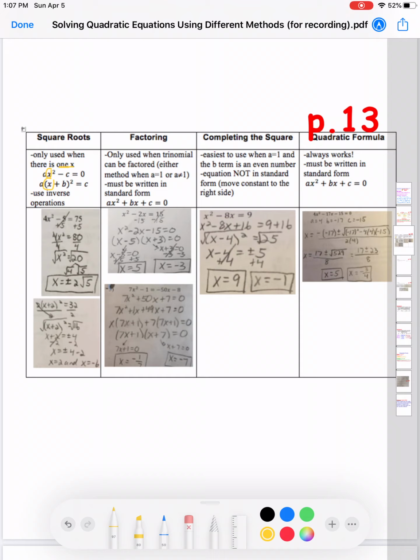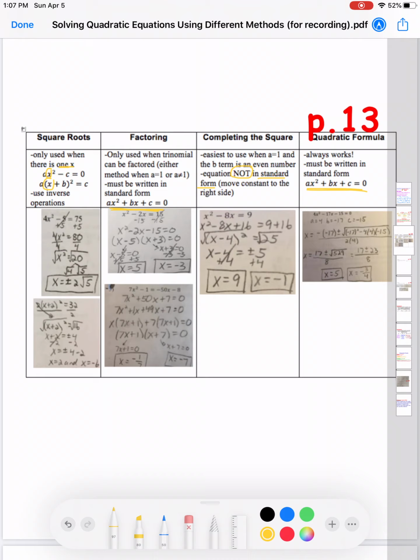You'll notice that in both factoring and the quadratic formula, you want your equation to be in standard form, meaning everything is on one side with a 0 on the other side. But in completing the square, this is when you don't want it in standard form, because you move that term, your c term, to the other side.